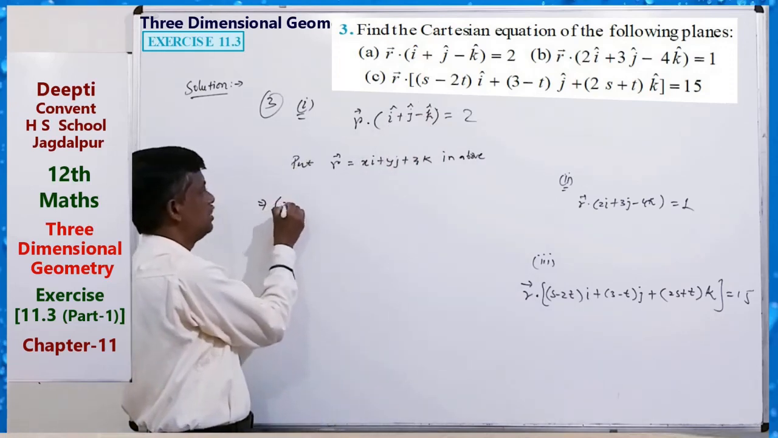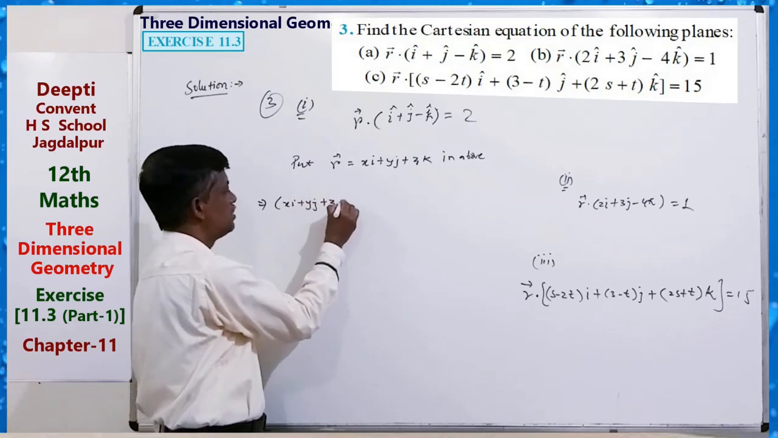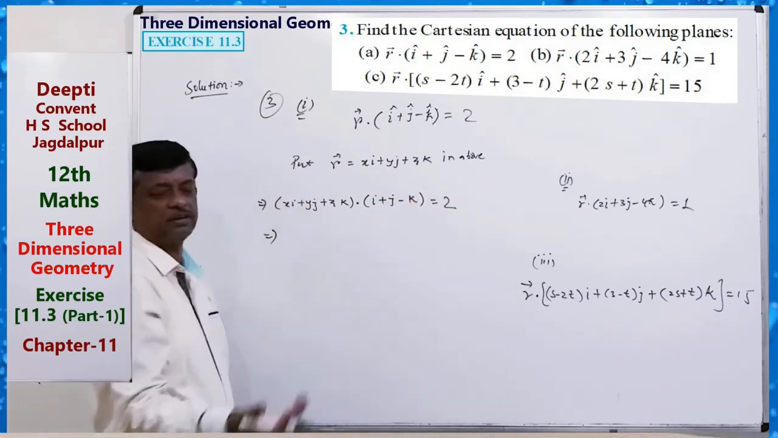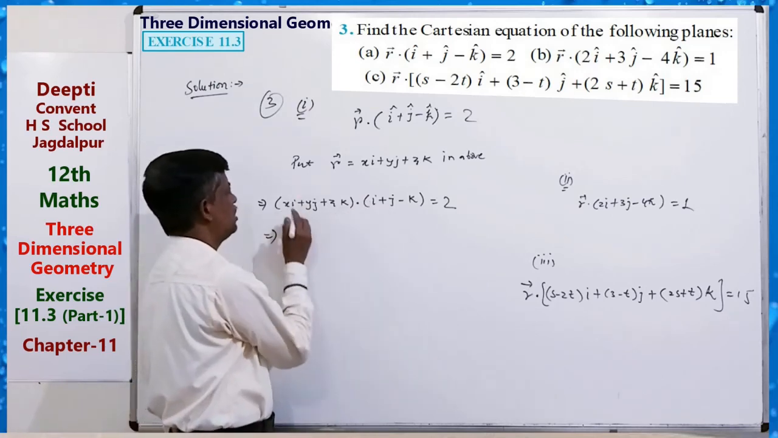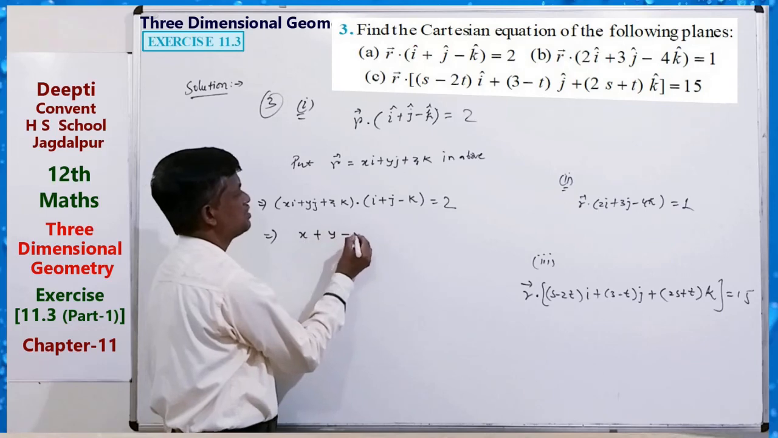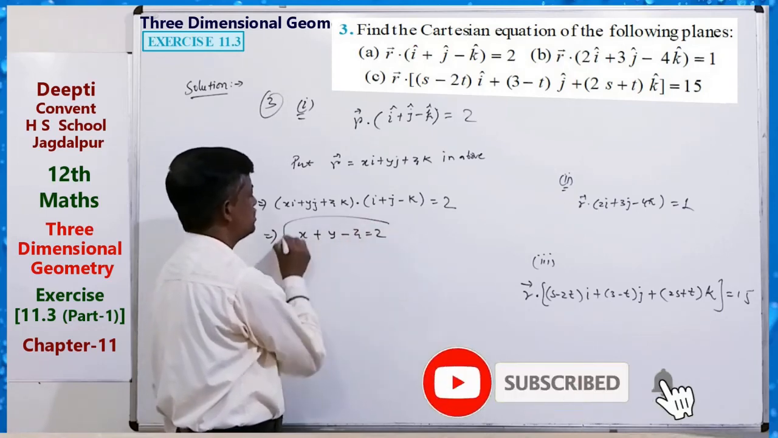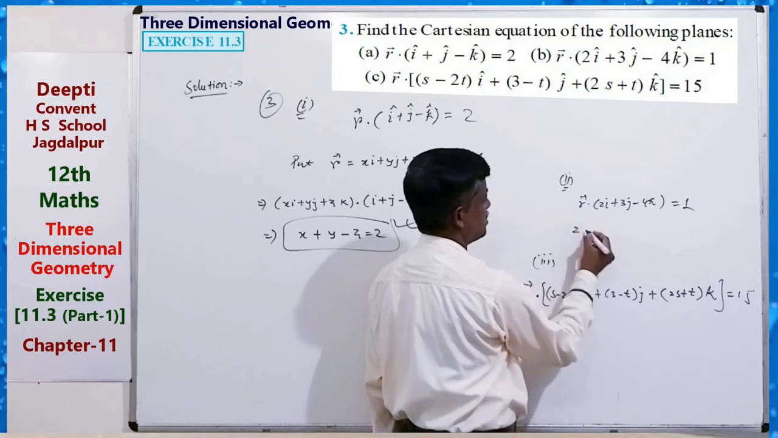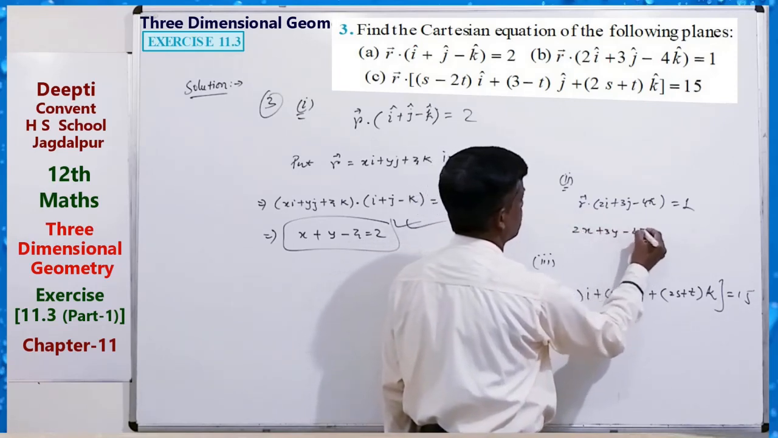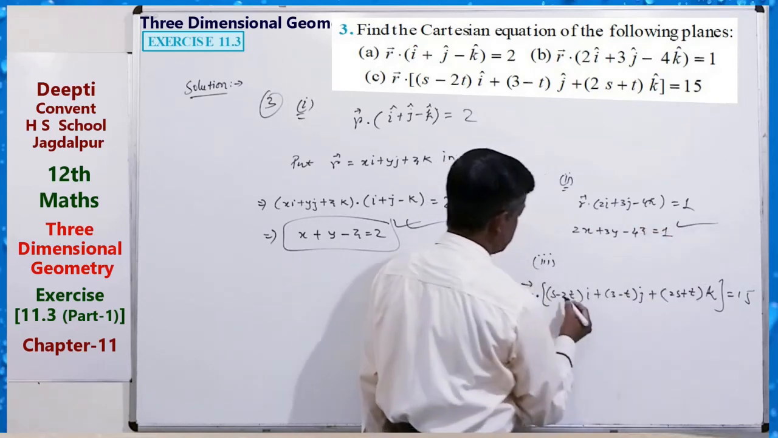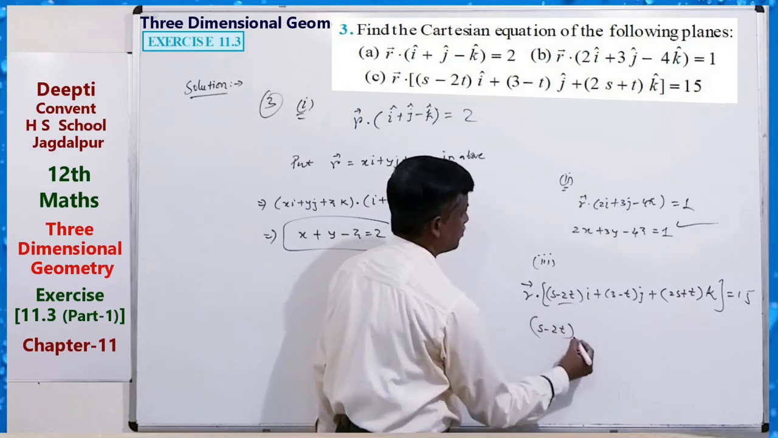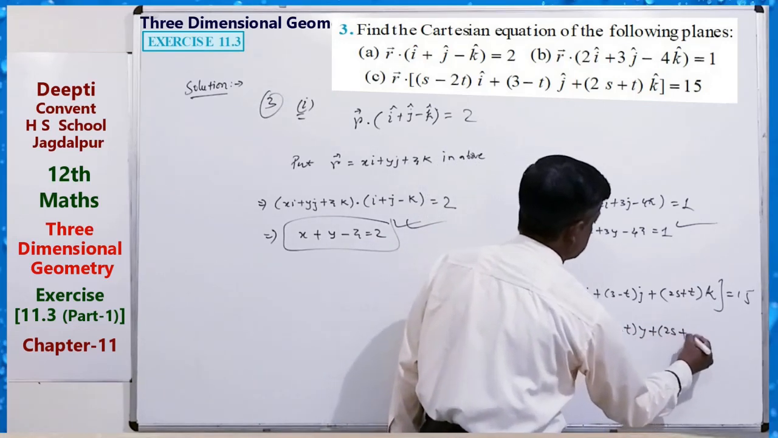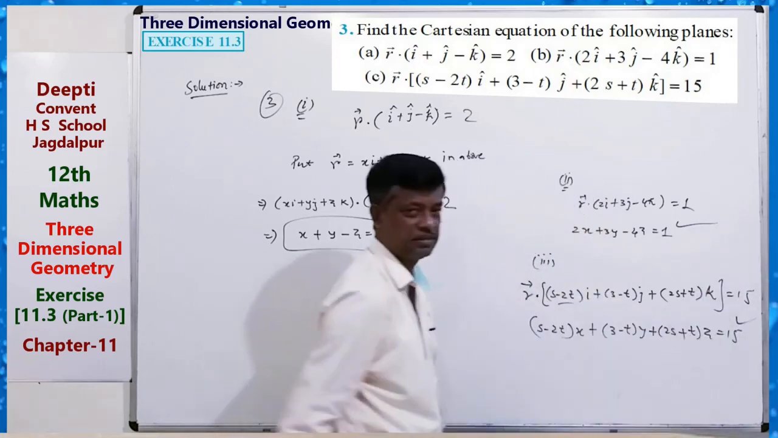Just we get (xi plus yj plus zk) dot (i plus j minus k) equals 2. We get the dot product, this dot this: x plus y minus z equals 2. So this is our solution. Simple. Similarly here, what will be the solution? 2x plus 3y minus 4z equals 1. Here, this is constant, no? (s minus 2t) into x plus (3 minus t) into y plus (2s plus t) into z equals 50. So this is the solution. Okay.